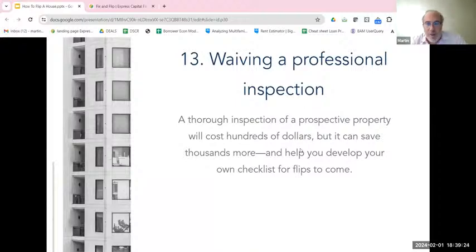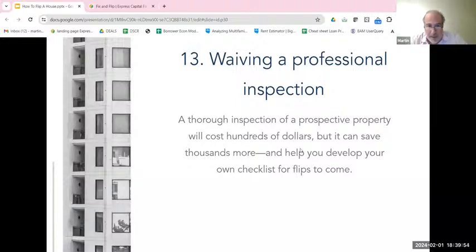Waiving a professional inspection is a mistake, very, very important. A thorough inspection of a prospective property will cost you hundreds of dollars, meaning an actual inspector looking at the property, but it can save you thousands of dollars in the long run. You're buying a property, you should bring a home inspector. Oh my God, I got 3 offers and now they're accepted. Do I spend a few hundred dollars on each inspector on each house? Well, if you want to save yourself money and headache and protect yourself, I would do it.